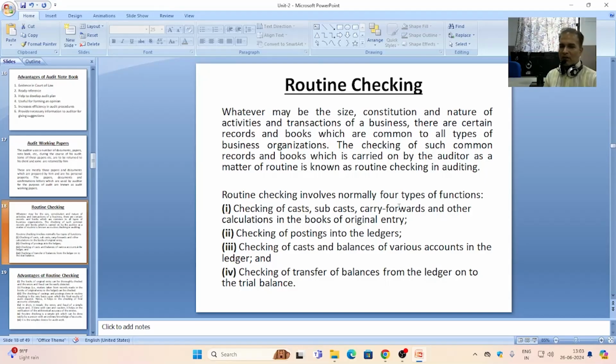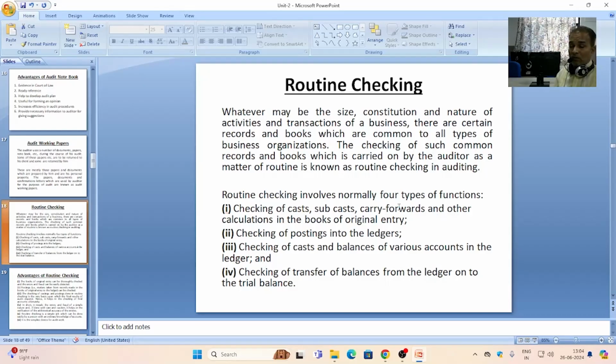The second function is checking of posting in the ledger. Simply, to maintain the journal entries and to maintain the ledger with the help of posting. These are the routine work of a business organization. So checking these segments of the accounting work is called routine checking by the auditor. The third function is checking or examining the totals and balances of various ledger accounts.